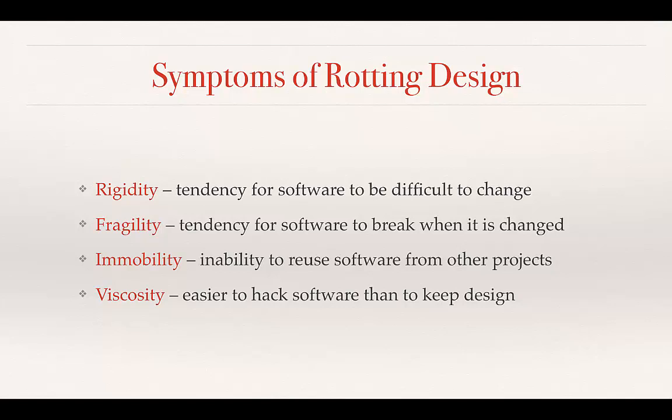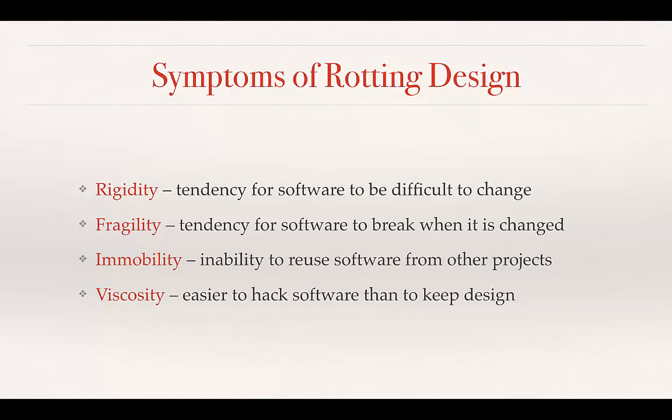Martin lists some symptoms of rotting design. First, the software becomes rigid rather than flexible. Software that is rigid is software that is difficult to change. Next, the software becomes fragile. This is related to rigidity. It means that the software tends to break when someone tries to change it. In other words, changes tend to introduce bugs into the software.